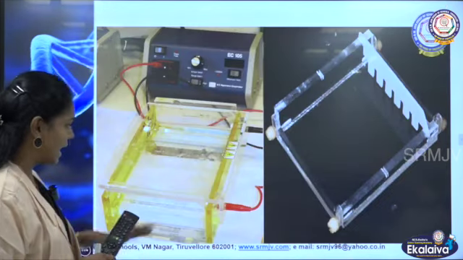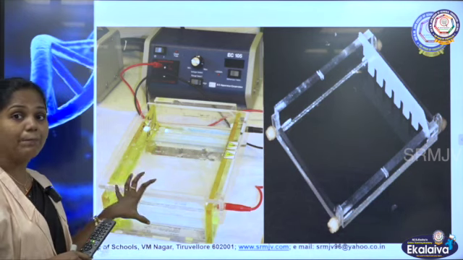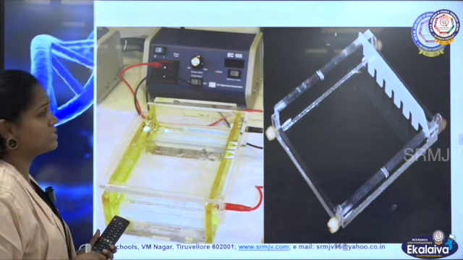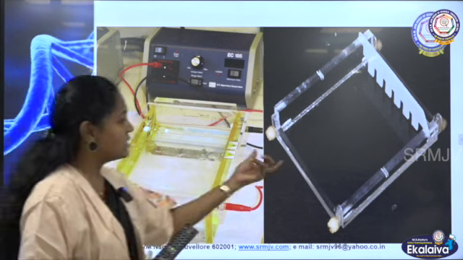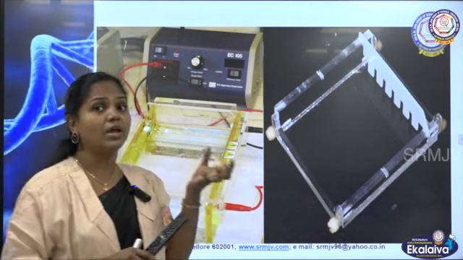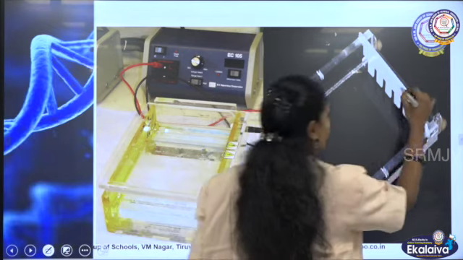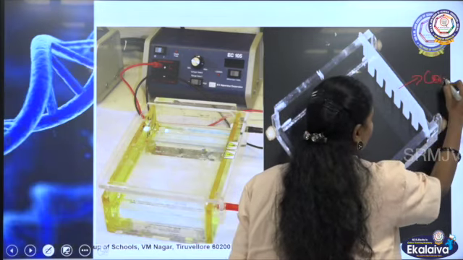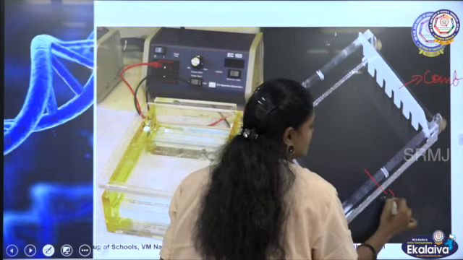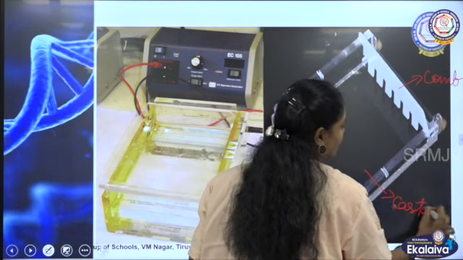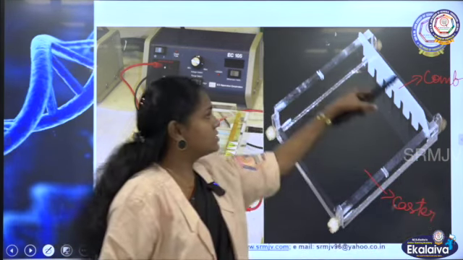This is our electrophoretic unit, the apparatus we are using for this electrophoresis. This is our gel caster, where we are going to pour our agarose gel, and this is called a comb. So, this is the gel caster where you pour your agarose gel, and this is the comb.